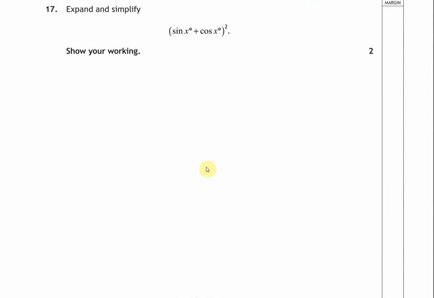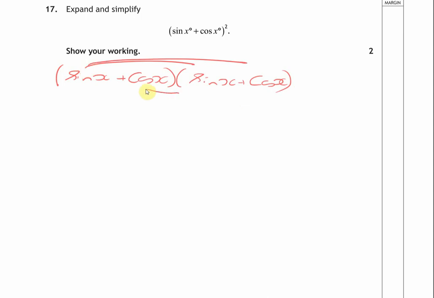Now question 17 is we need to expand and simplify this trig expression. Essentially this is going to be breaking double brackets, but instead of having just x's, we're now going to have it in terms of trigonometric functions. Because this is squared, we'll rewrite this as sin x plus cos x bracket sin x plus cos x. Now we'll apply FOIL to these brackets.